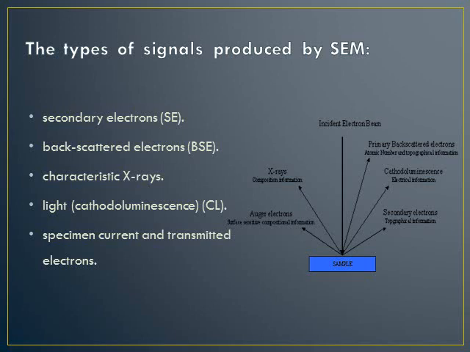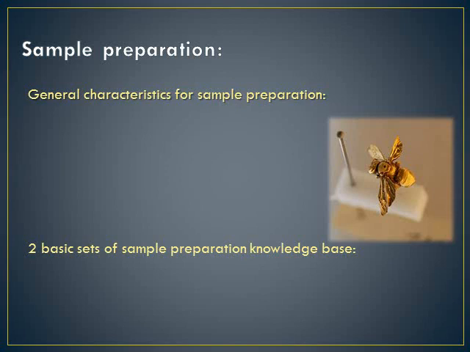Characteristic X-rays are emitted when the electron beam removes an inner shell electron from the sample, causing a higher energy electron to fill the shell and release energy. The characteristic X-rays are used to identify the composition and measure the abundance of elements in the sample. Now that we want to use an SEM, we have to prepare our sample.